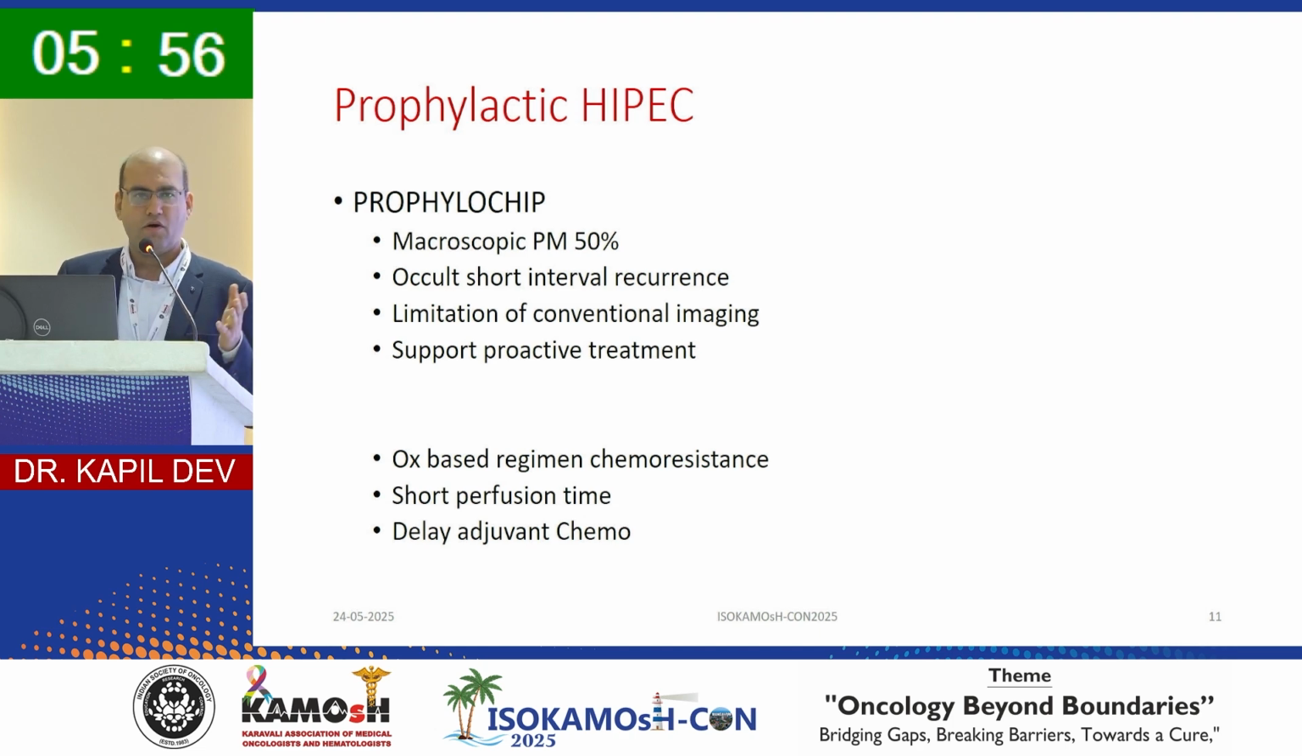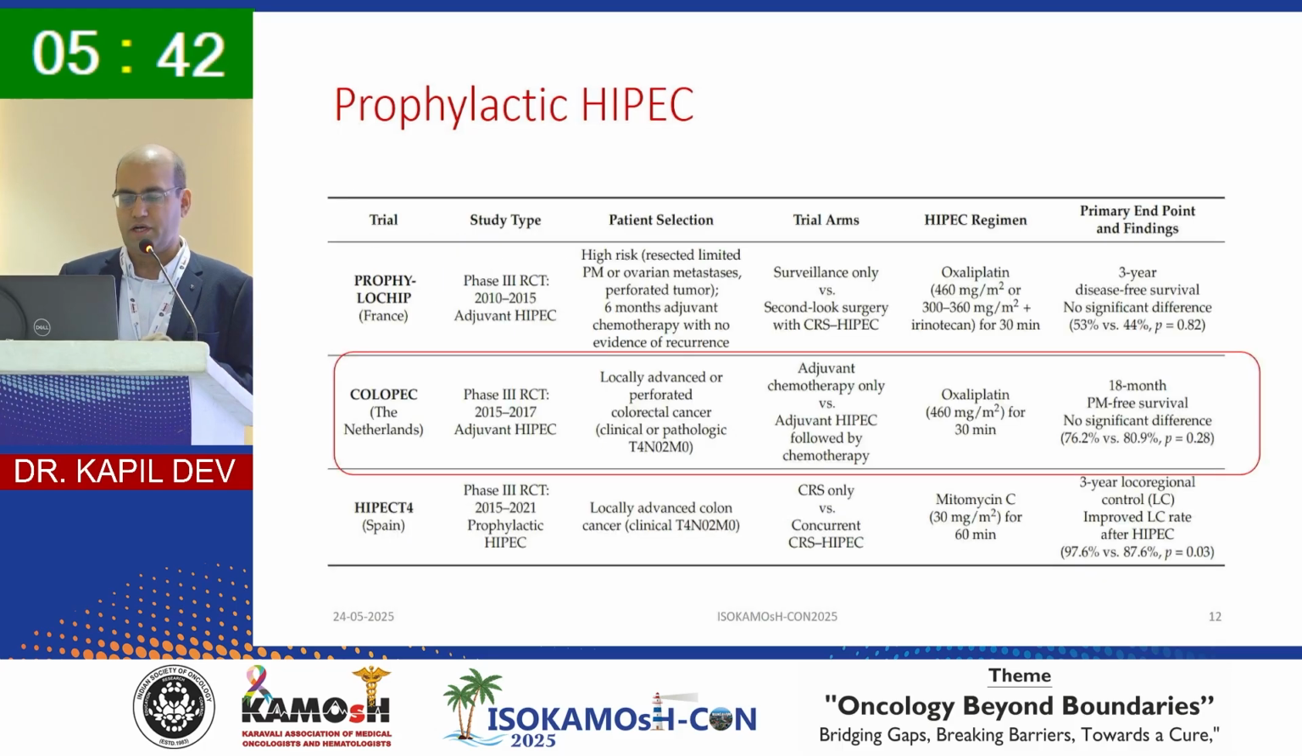The drawback is that oxaliplatin-based chemotherapy was used. Neoadjuvant patients also received oxaliplatin, so there might be a chance of chemo resistance, and they used a short perfusion time. And in these HIPEC patients, they also delayed the adjuvant treatment.